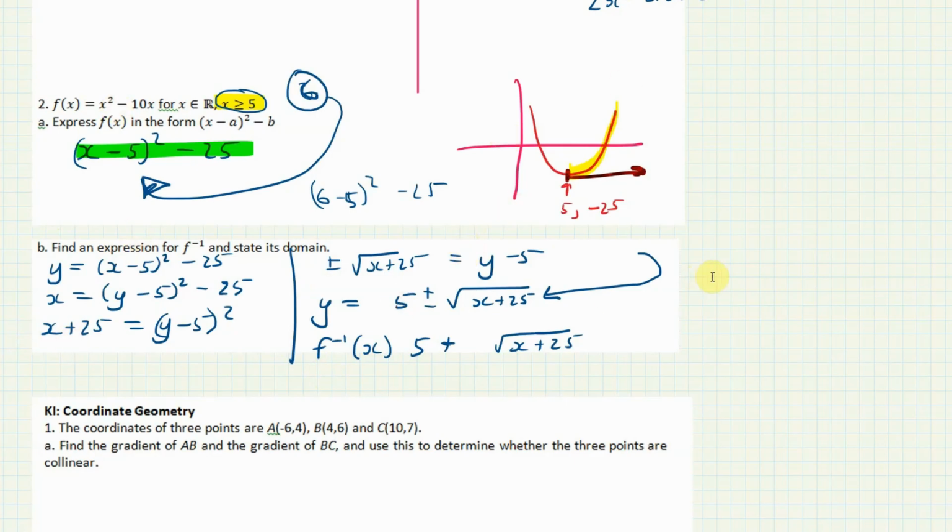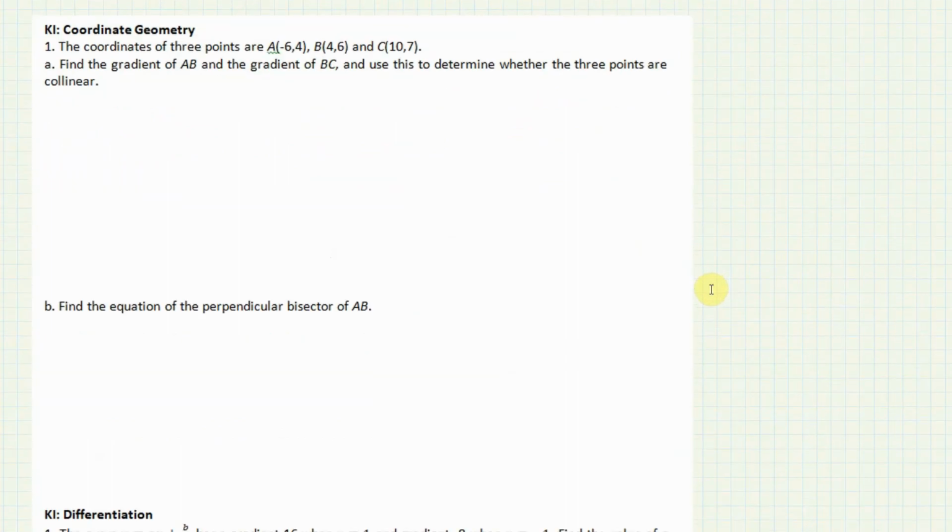Coordinate geometry. So with coordinate geometry here, we've been given 3 points, and we've got to find the gradients of AB and then BC, and determine whether they are collinear. Now, what the heck does collinear mean? It means they are all on a straight line, like this point and this point.